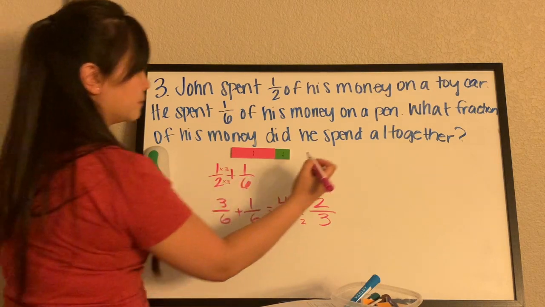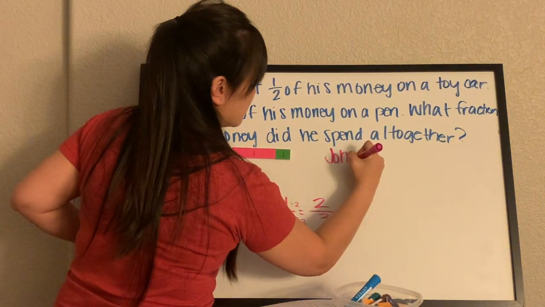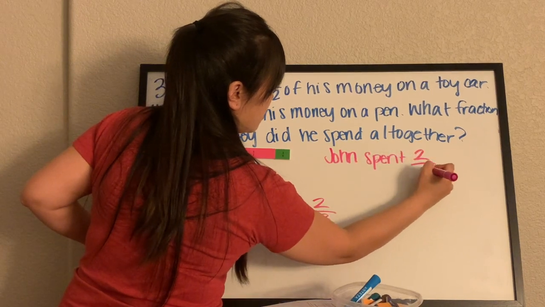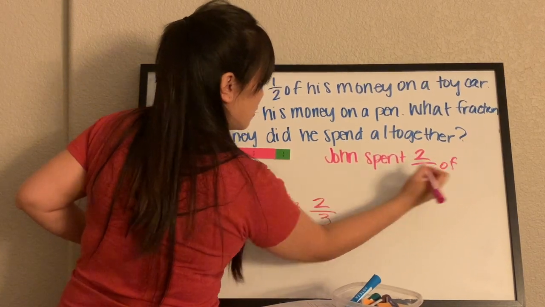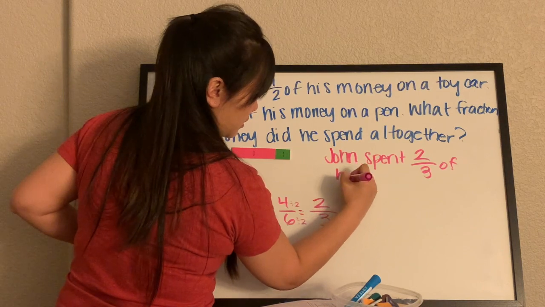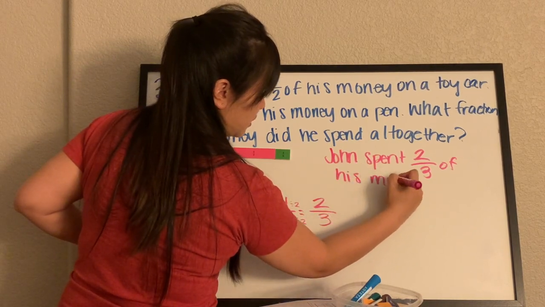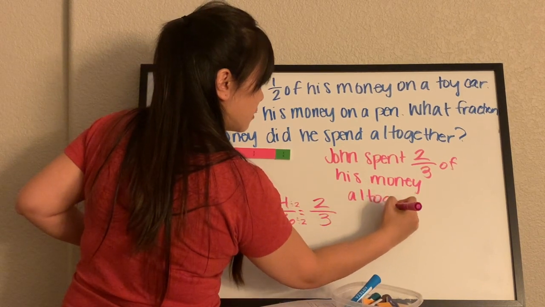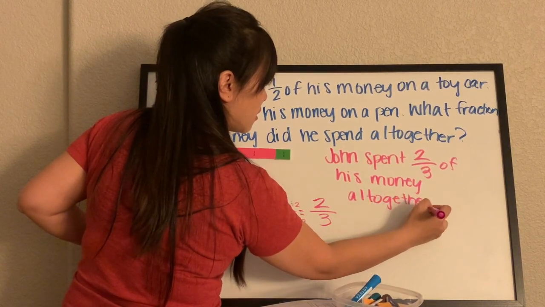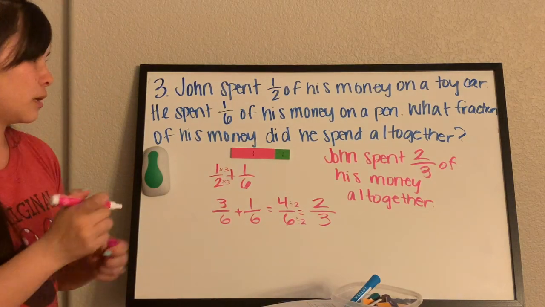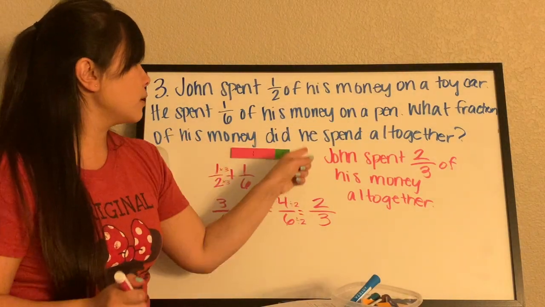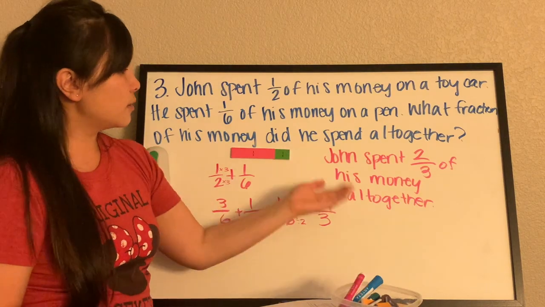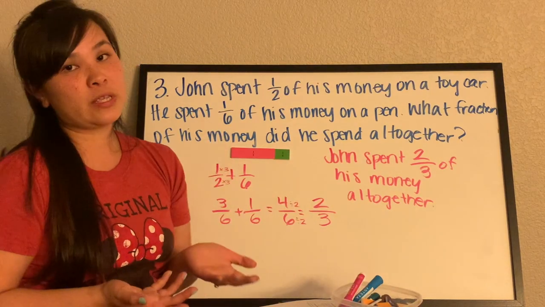So John spent 2/3 of his money altogether. Right? There's only one part of this question. So that is it.